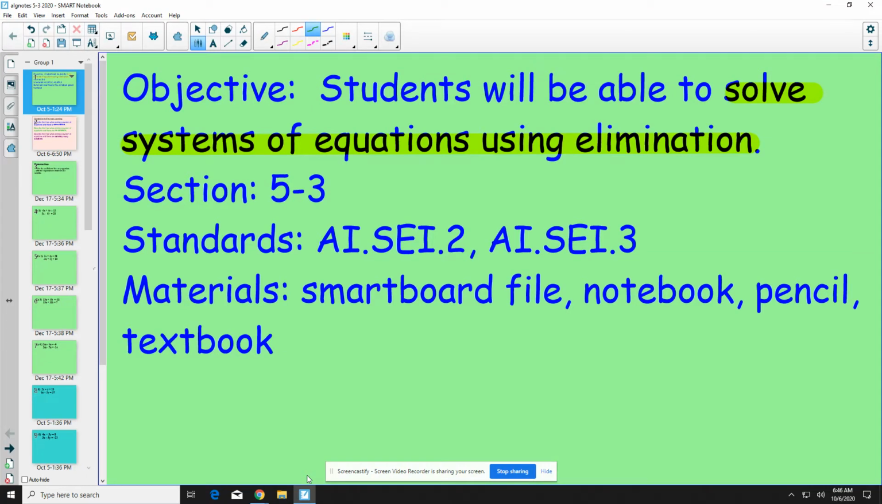Today we're going to learn how to solve a system of equations by using elimination. This is my favorite method. I think you're really going to like this. So you need your notebook out and label this 5-3.